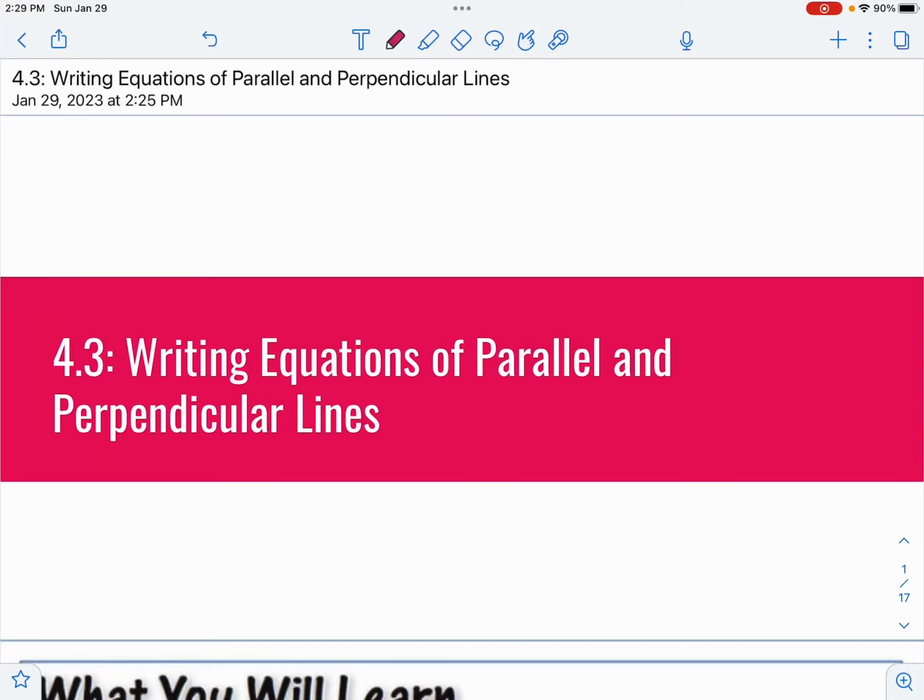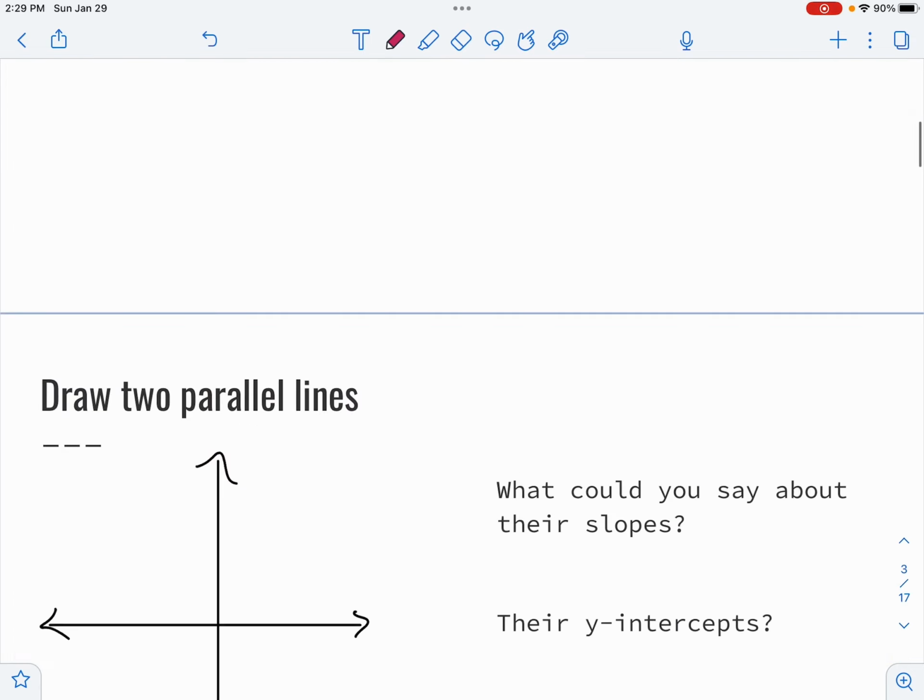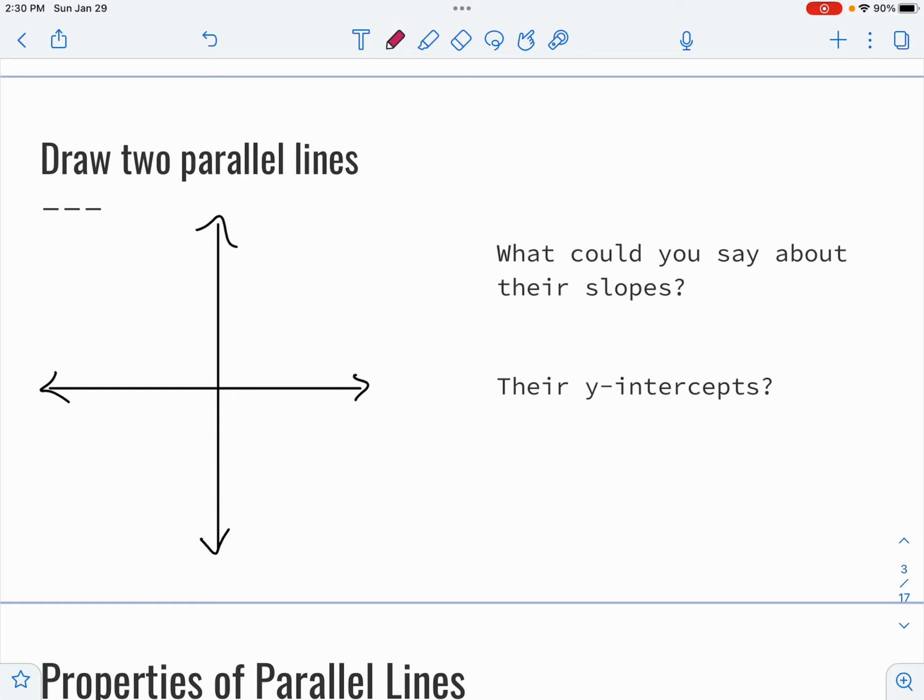Hi everyone, this video is going to cover writing equations of parallel lines. We're only going to look at parallel lines in this video, not perpendicular lines. Make sure that you pause the video as needed, because I'm going to go through these first slides pretty quickly, probably with not enough time for you to write everything down. So make sure that you're writing everything down by pausing when you need to.